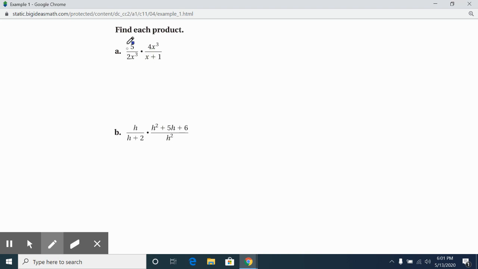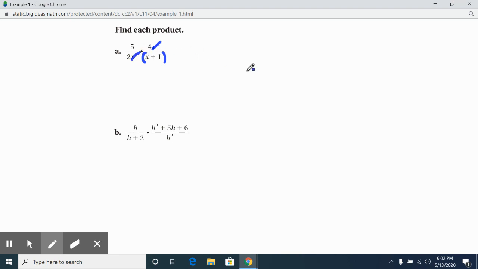So I'm looking at 5 and x plus 1, and here's my thought process. Since I don't see another x plus 1 anywhere in the problem, I already know I'm not going to do anything with this x plus 1. I can't simplify it at all. But I'm going to look at this 4x to the third and this 2x to the third, and cross cancel, sort of like multiplying regular fractions. I see an x to the third here and here, which I'm going to get rid of.